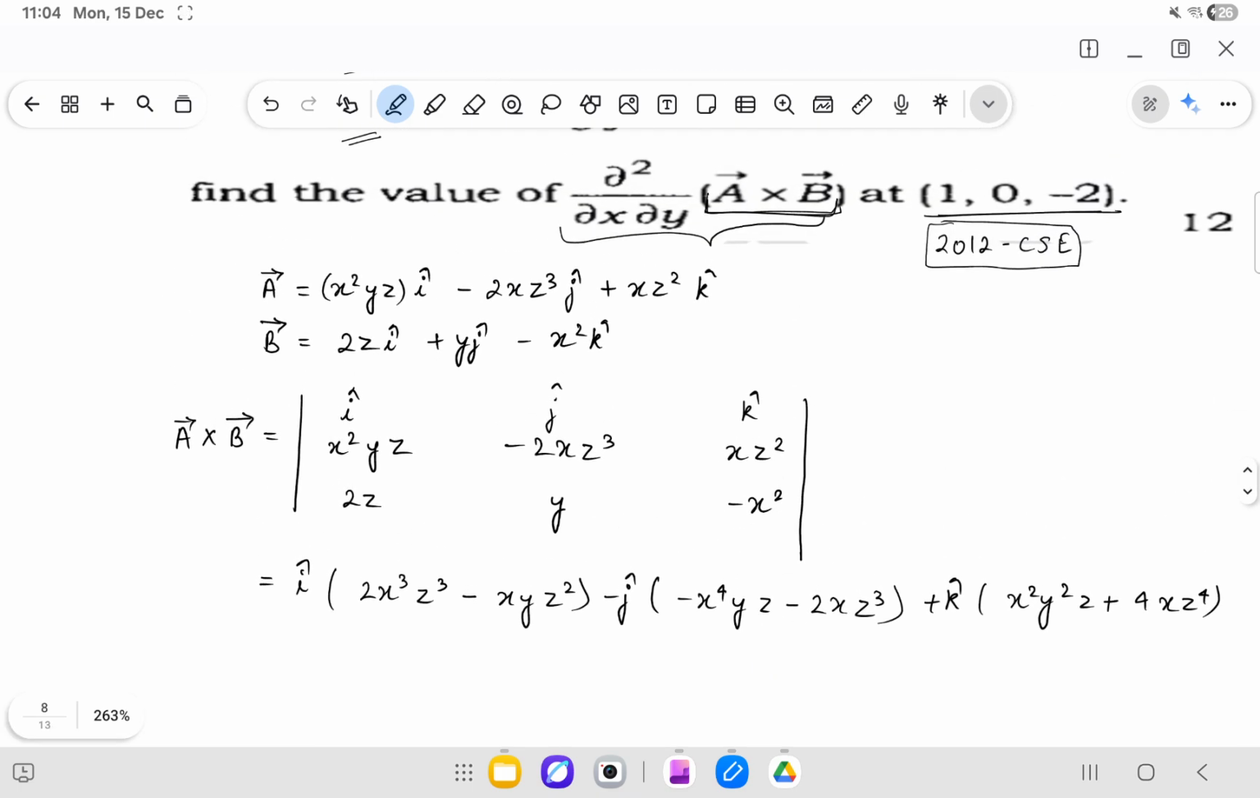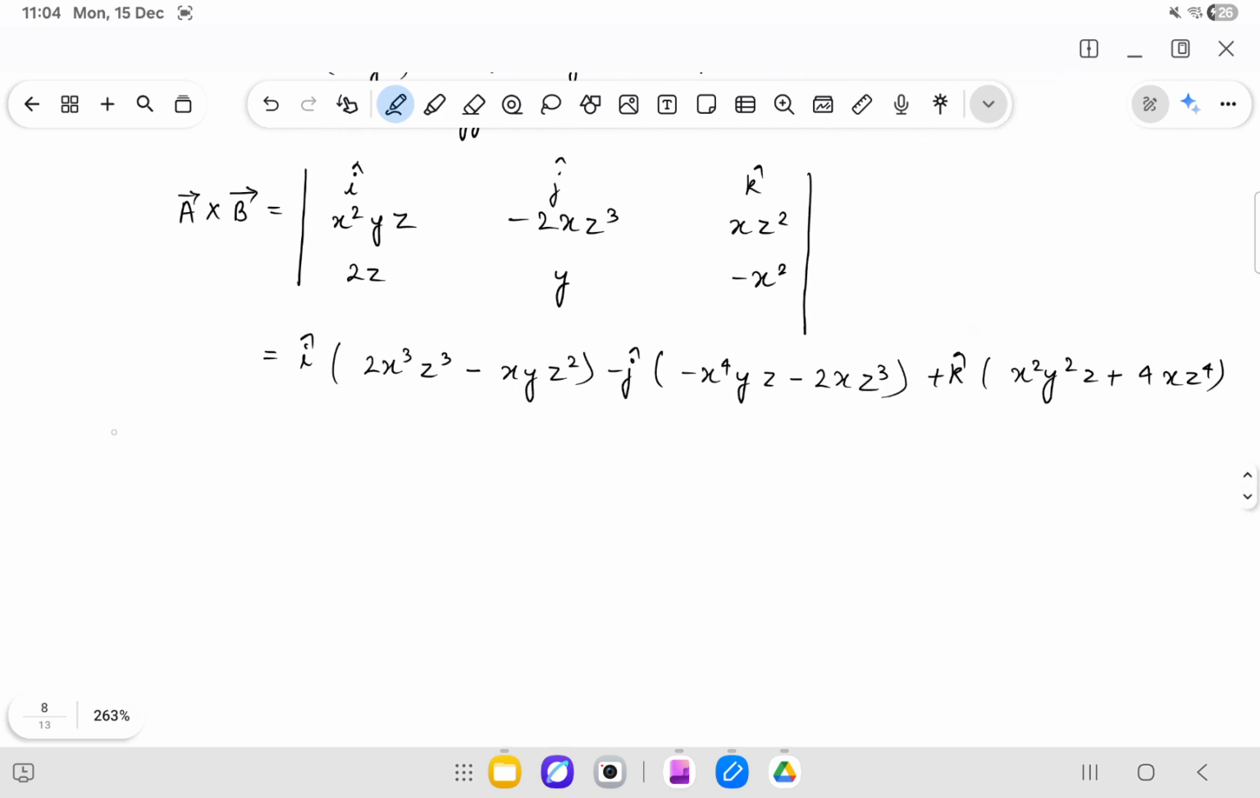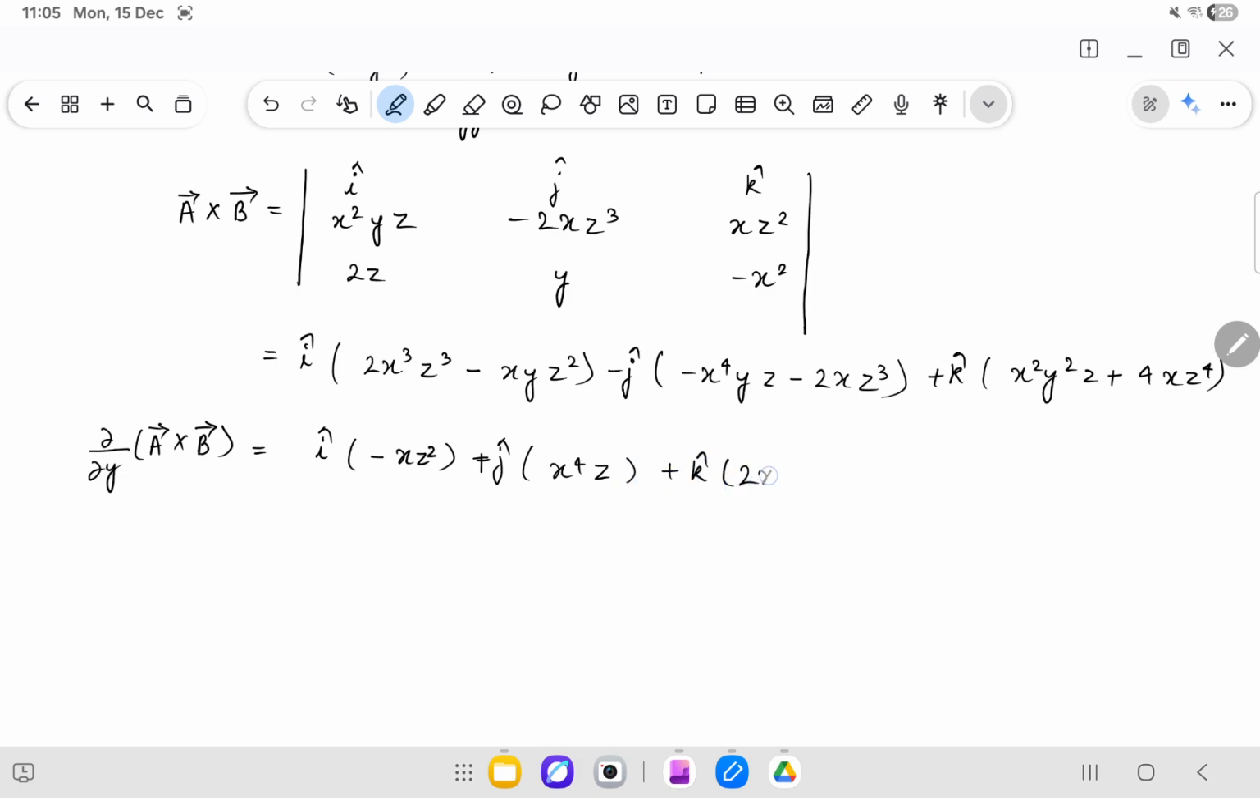Now I need to first evaluate its partial derivative with respect to y, and then we have to evaluate that with respect to x. So its partial derivative with respect to y will be given by i cap times minus xz square, minus j cap, or let's make it plus j cap, x raised 4 z, plus k cap times 2x square yz.